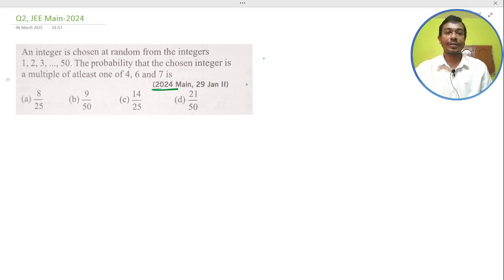This is an MCQ. An integer is chosen at random from the integers 1, 2, 3, up to 50. The probability that this chosen integer is a multiple of at least one of 4, 6 and 7 is what?